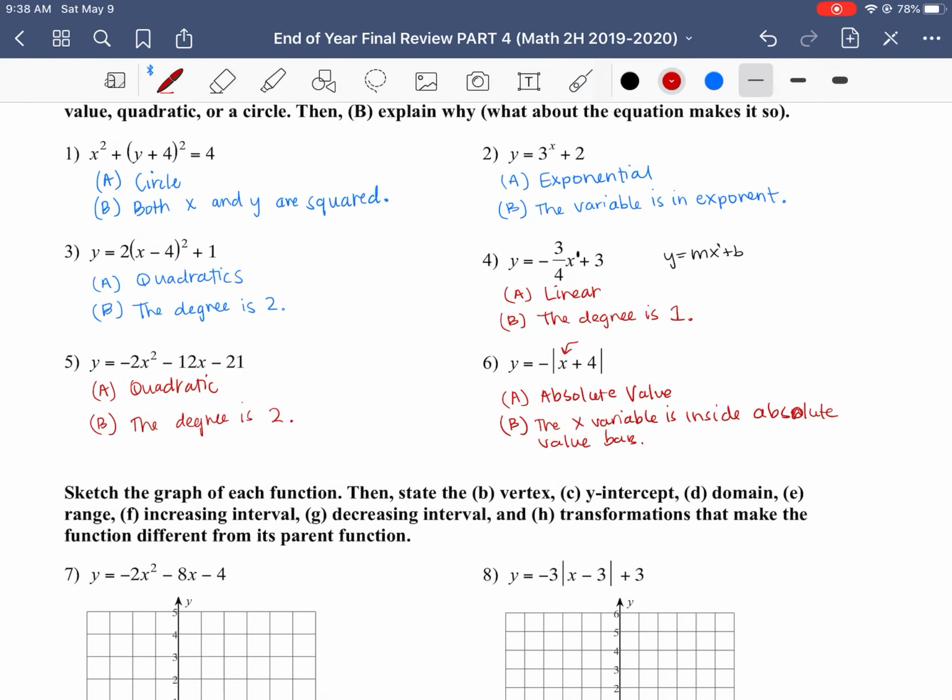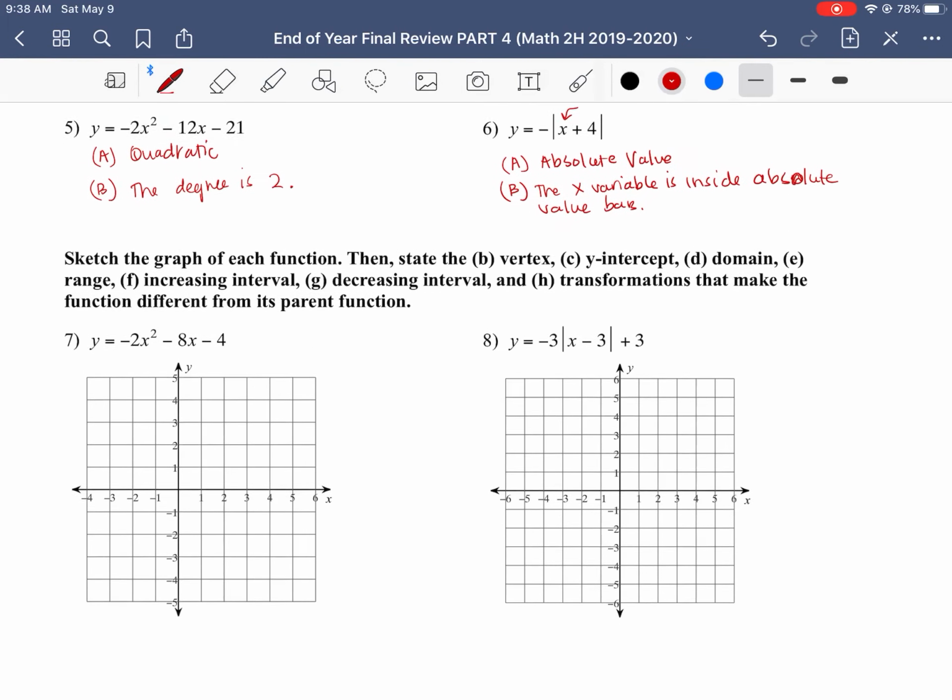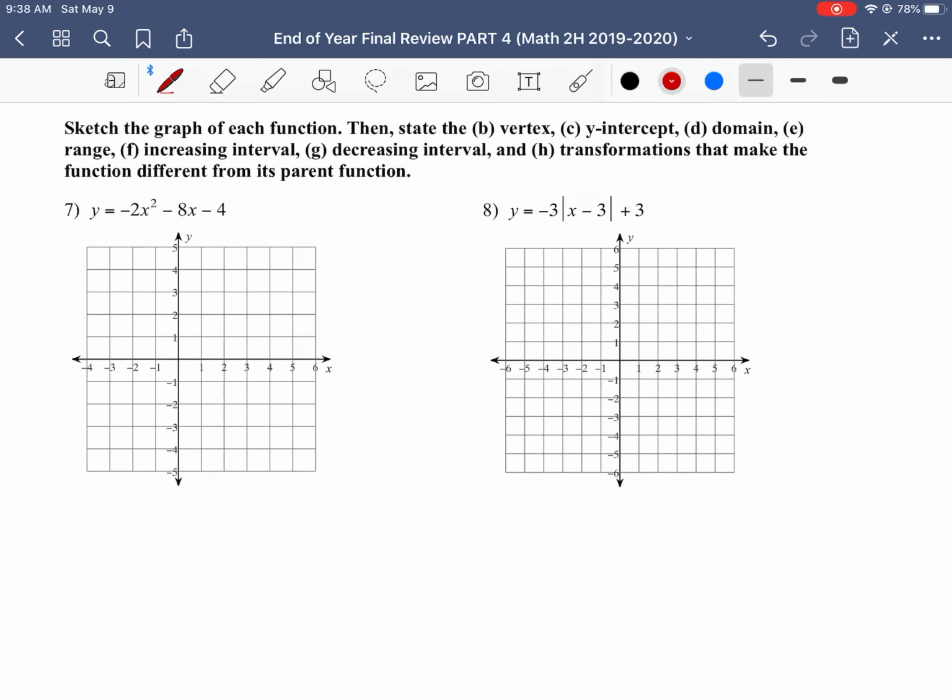Those are the different types of functions, so make sure that you're comfortable with identifying each of those. 7 and 8. So we're going to look at graphing. Again, the quadratics on this side, we notice that's a degree of 2 again. Number 8 would be an absolute value function. So you're going to draw the graph, and then we're going to identify these key features. So practicing using that notation once again.